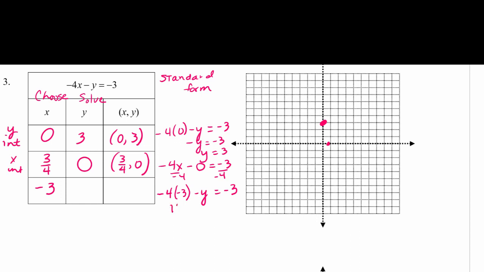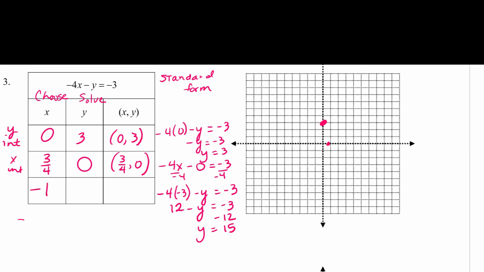And so here I get what? 12 minus y equals negative 3. And then I'm going to subtract 12. Oh, that's going to be a big number. I'm going to get y equals negative 15. Don't think I have 15, so I better choose something else. Okay, back to the drawing board. How about negative 1? Let's try negative 1.